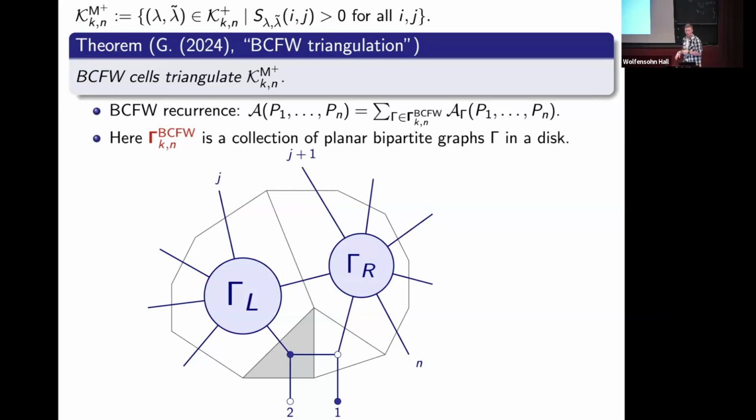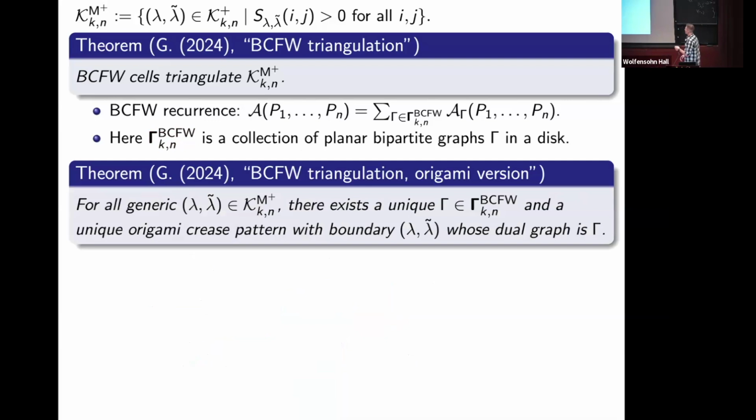So I'm going to return to this picture a bit later. For now, let me try to reformulate the main result as applied to this theorem. I'm not going to explain what the BCFW cells are, but if you reformulate it in the origami language, then you get the following statement, which I think has all the words familiar to you. So the claim is that you have this region here, the Mandelstam positive region, some kind of high-dimensional region. And the claim is that it's going to be triangulated. It's going to be subdivided into pieces labeled by these BCFW planar bipartite graphs.